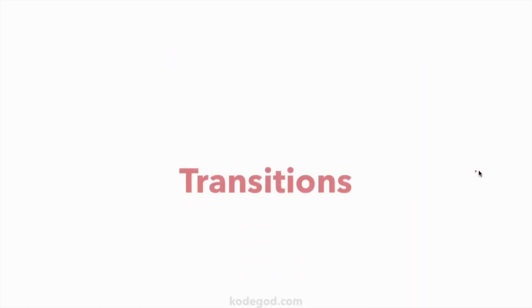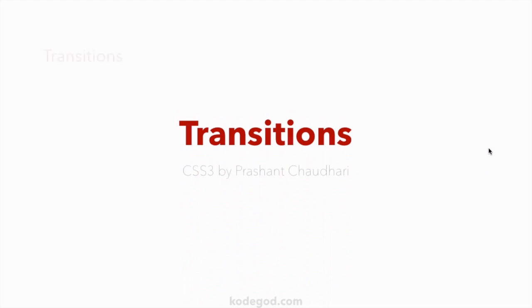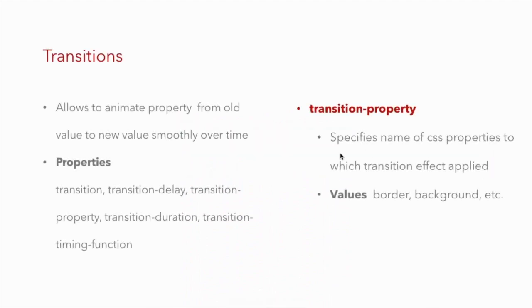So next we'll see about the transitions. Transitions basically allow us to animate the HTML element from its old value to its new value, and it happens smoothly over time. The properties for the animations are transition, transition-delay, transition-property, transition-duration, and transition-timing-function. We will see each one of these one by one.